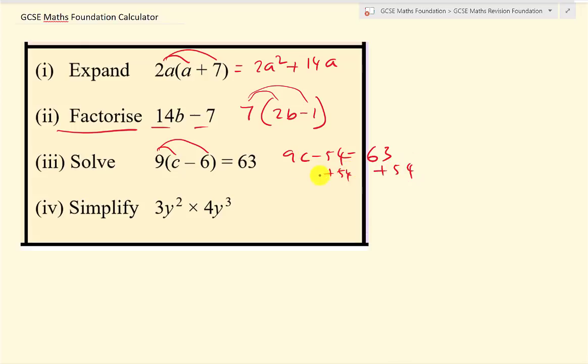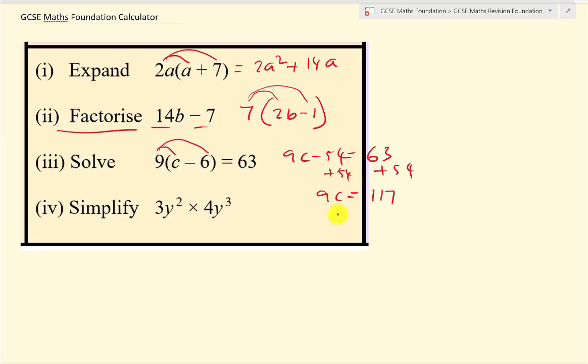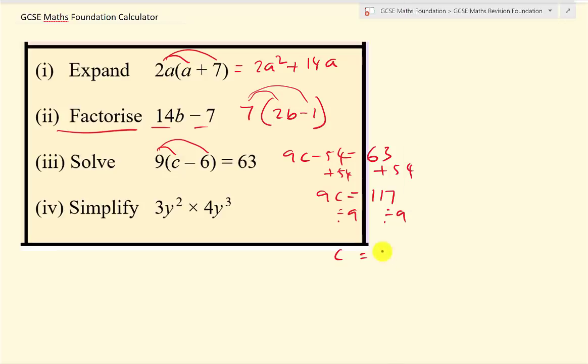We need to isolate the 9c first and then just c, and that will give us 9c is equal to 63 plus 54. Don't risk it, use the calculator. 63 plus 54 is equal to 117. Divide by 9 on both sides, and that gives us c is equal to 117 divided by 9, and that's 13. So c is equal to 13.